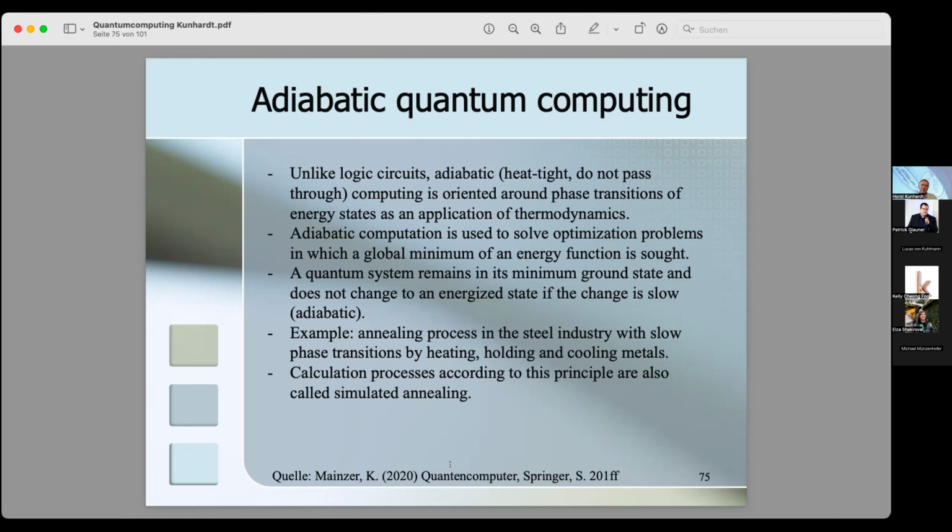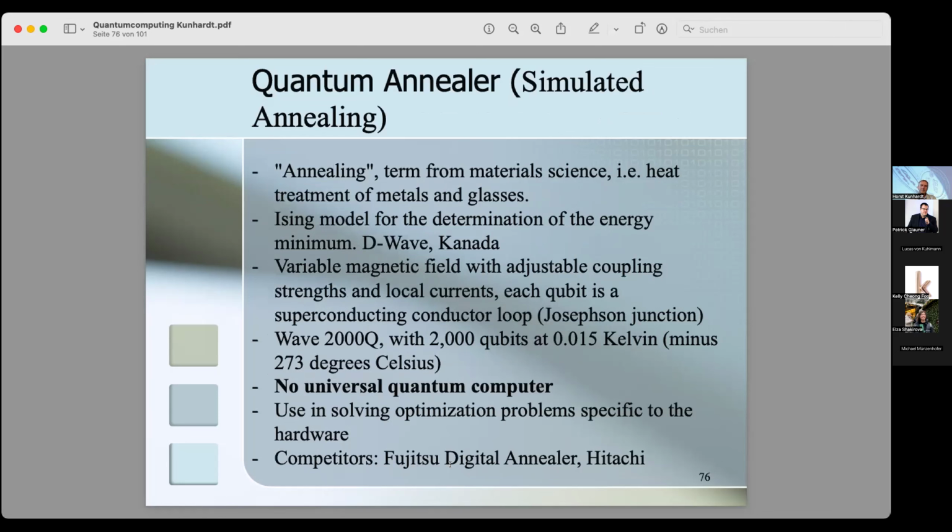Therefore, it is sometimes called an annealing process, and this annealing is used in other types of industries, like in the steel industry, to slow down the phase transitions by heating, holding, and cooling metals. So adiabatic computing is a typical form of an annealing calculation. So it comes more from the material sciences, and the first company who followed that approach was D-Wave in Canada.